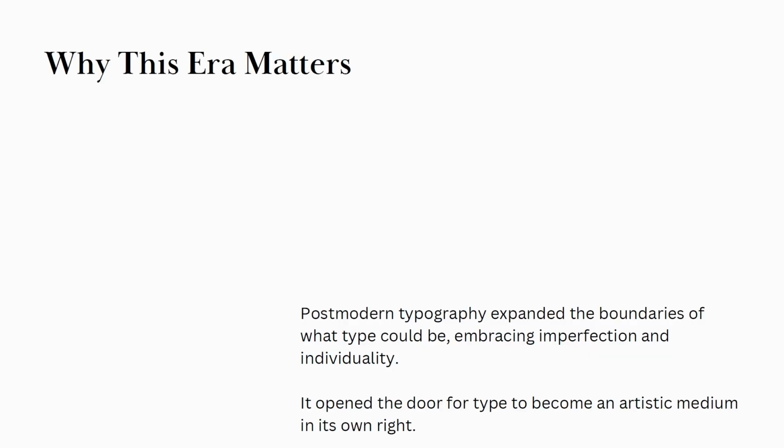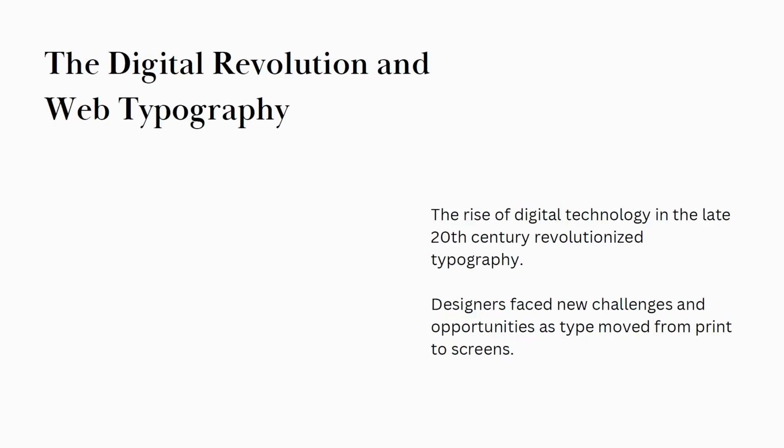So postmodern type, again, we're expanding the boundaries of what exactly type could be. I mean, it could be image as well as written communication. It's embracing those imperfections and it's allowing for individuality. And what's great with this is it's going to allow for designers to use type as an artistic medium in its own right for the first time.